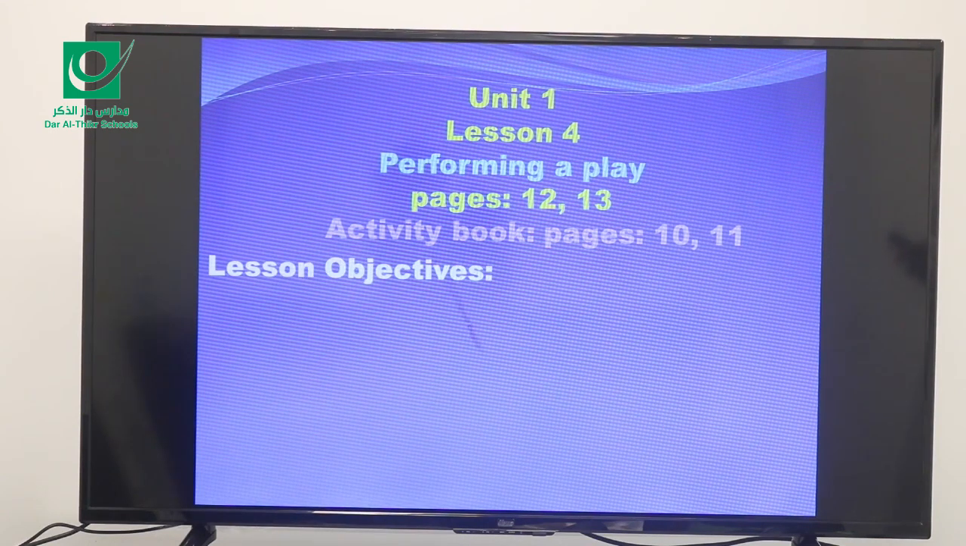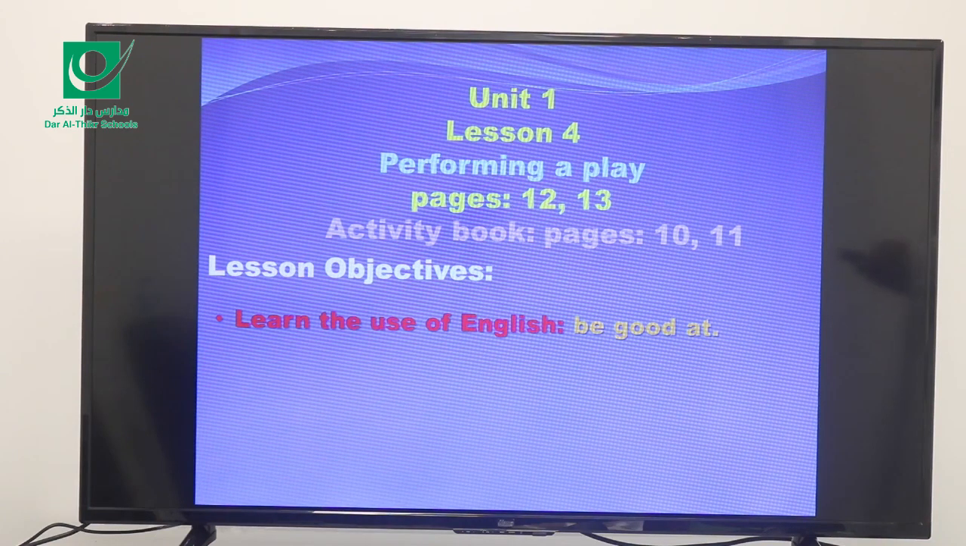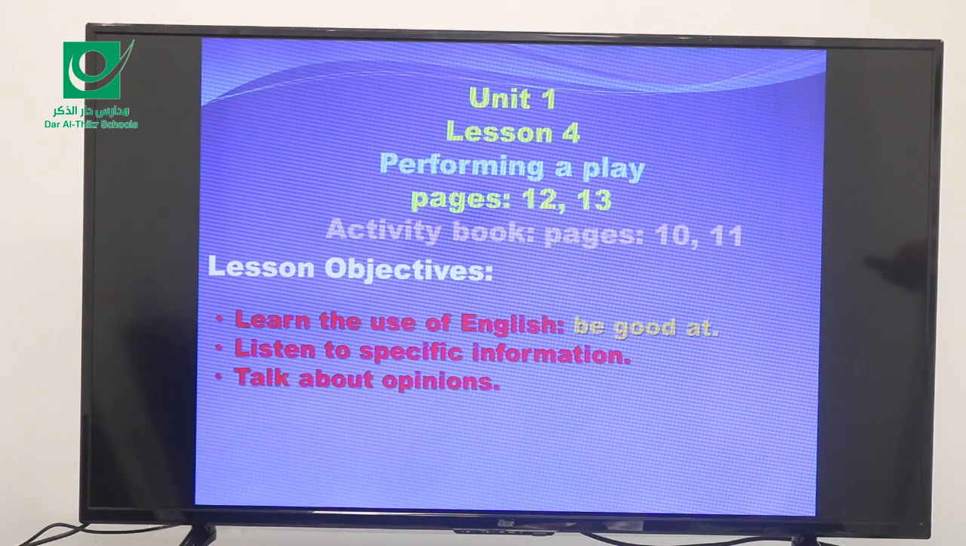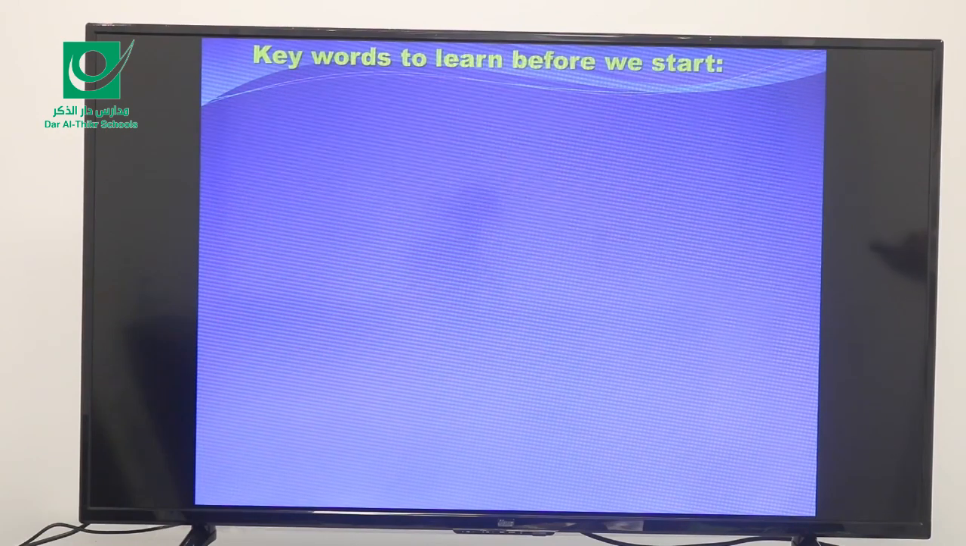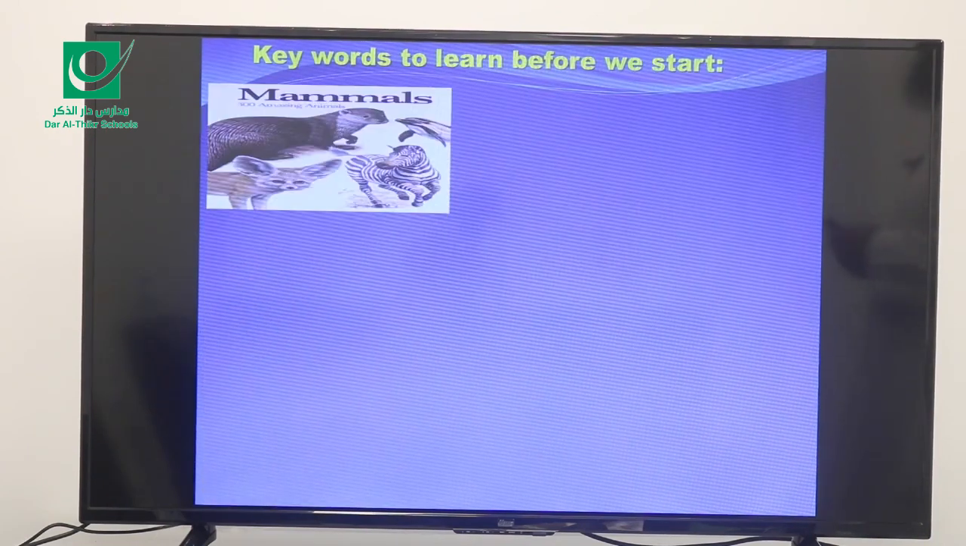Lesson objectives. We are going to learn the use of English, be good at, learn to find specific information and talk about opinions. Keywords to learn before we start.